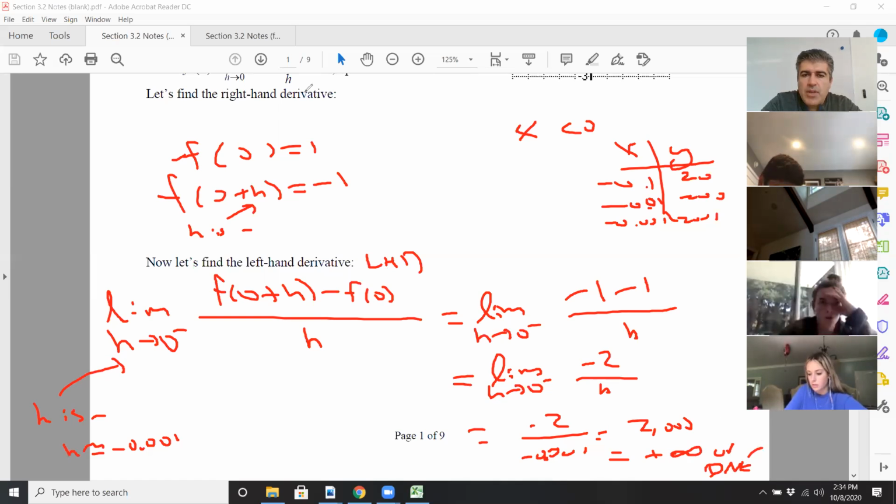So if my RHD earlier on was 0, but my LHD is positive infinity, or we can say does not exist, clearly my RHD does not equal my LHD. They don't equal each other. It's very, very clear that they do not equal each other.